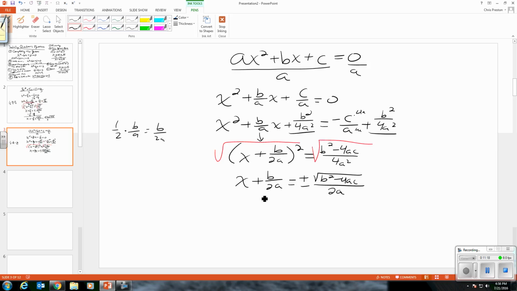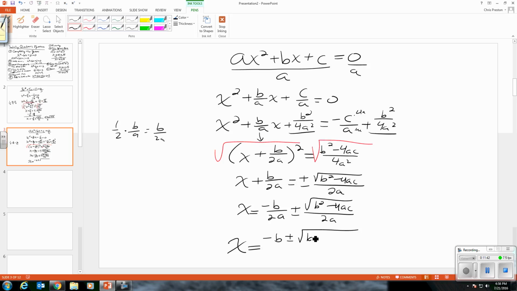And then I want to get x by itself. So I'm going to move this b over 2a to the other side, making it negative. So x equals negative b over 2a plus or minus the square root of b squared minus 4ac over 2a. And then since these have a common denominator, I'm just going to go ahead and write this as a single fractional statement.